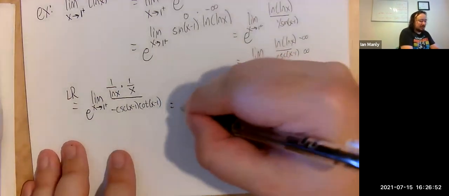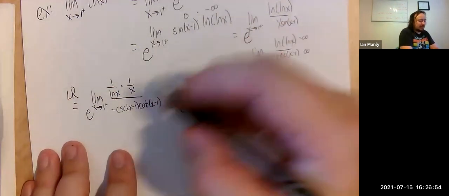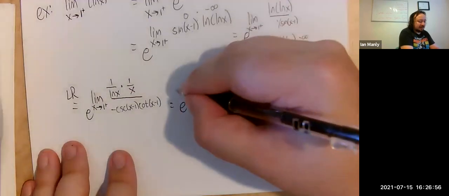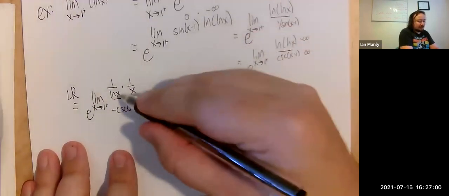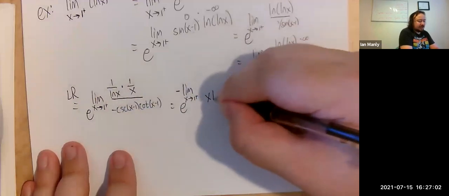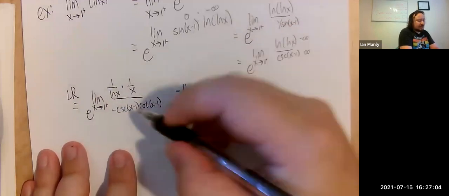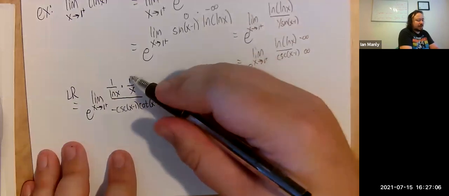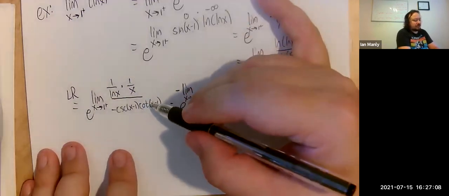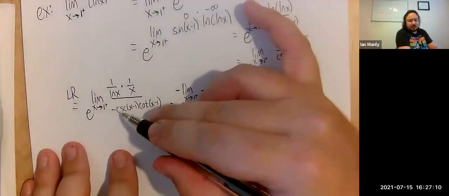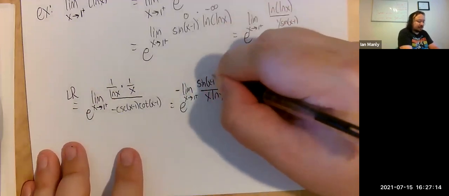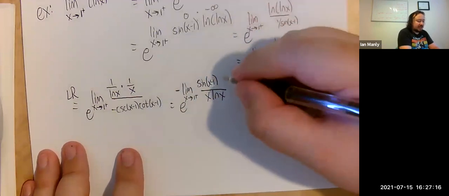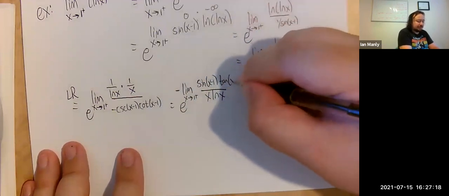Let's clean it up a bit. Maybe we can get something out of it. I'm going to move this negative out of the limit. So these will now be my denominator. And I'm going to move these to the numerator. And when I do so, they become their reciprocals. The reciprocal of cosecant is sine. And the reciprocal of cotangent is tangent.